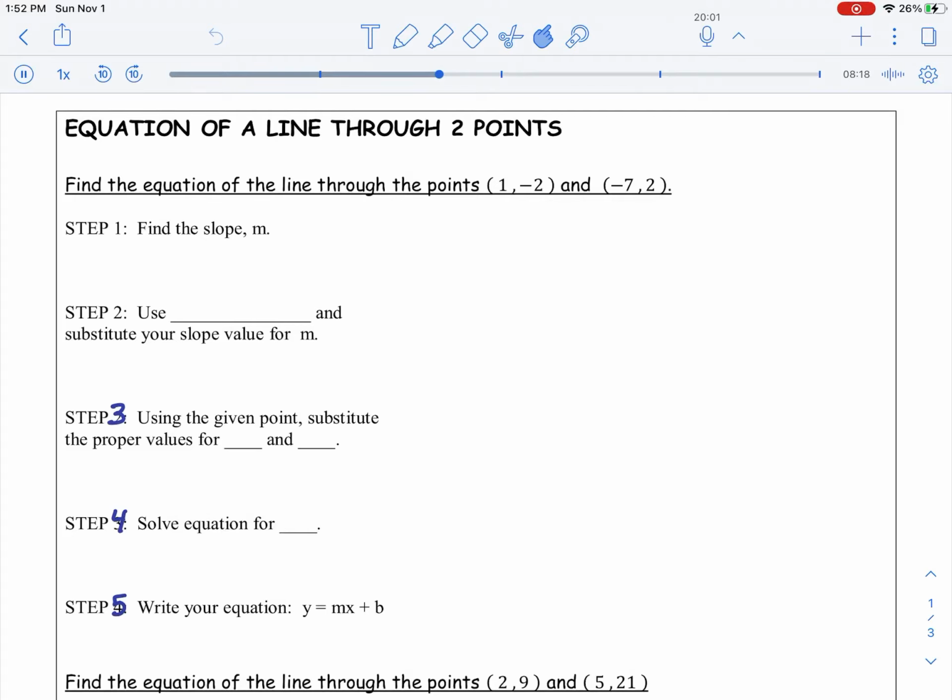Here we go, Math 1. The next topic we're going to talk about is finding the equation of a line through 2 points. Now, you might have done this in the past with graphs, but we're going to look at it specifically algebraically.